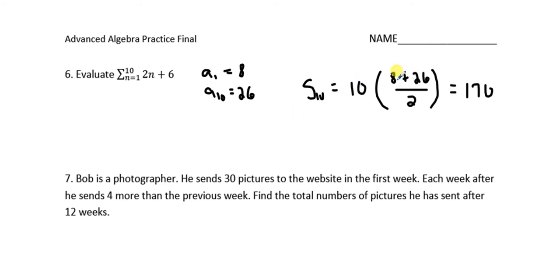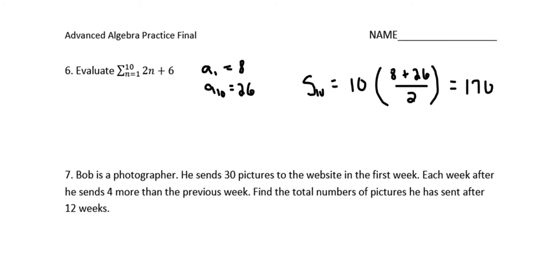A lot of people on their calculator do 8 plus 26 divided by 2, and 8 plus 26 divided by 2 is 8 plus 13. And so you get 21 times 10, 210. And that probably will be an answer if it's a multiple choice question.